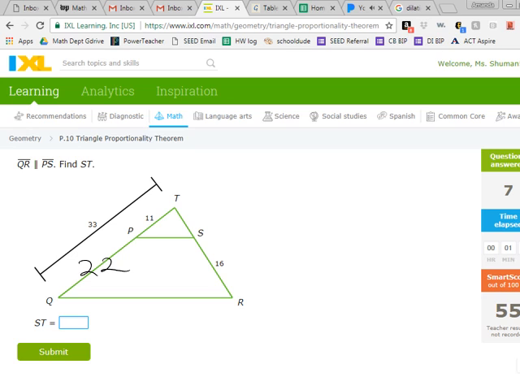Now that's going to help me out with my ratio, because I don't know what the whole length is for T to R, but what I want to find is ST. So I just want this little thing up here, from here to here. And since I want that, I'm going to call that X. So I'm going to set up another proportion: 11 over 22 equals X over 16.